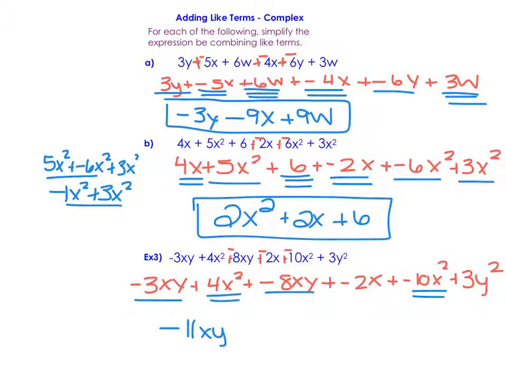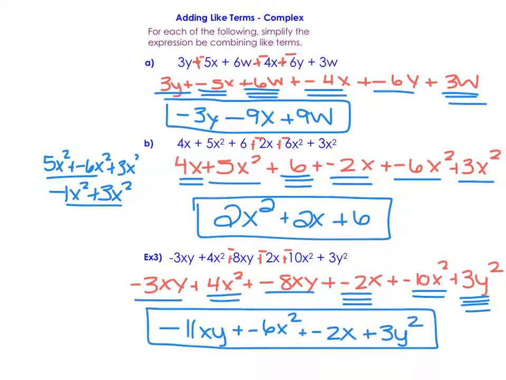Then I look at the x squareds, and I have 4x squared and negative 10x squared, which becomes a negative 6x squared. Remember, you can write that as subtraction or plus a negative 6x squared. Then from here, I'm looking at just x's, but I only see one term with an x, so I'm just going to write plus a negative 2x. And then I have one term with a y squared, so I'm just going to tack on plus 3y squared at the end.